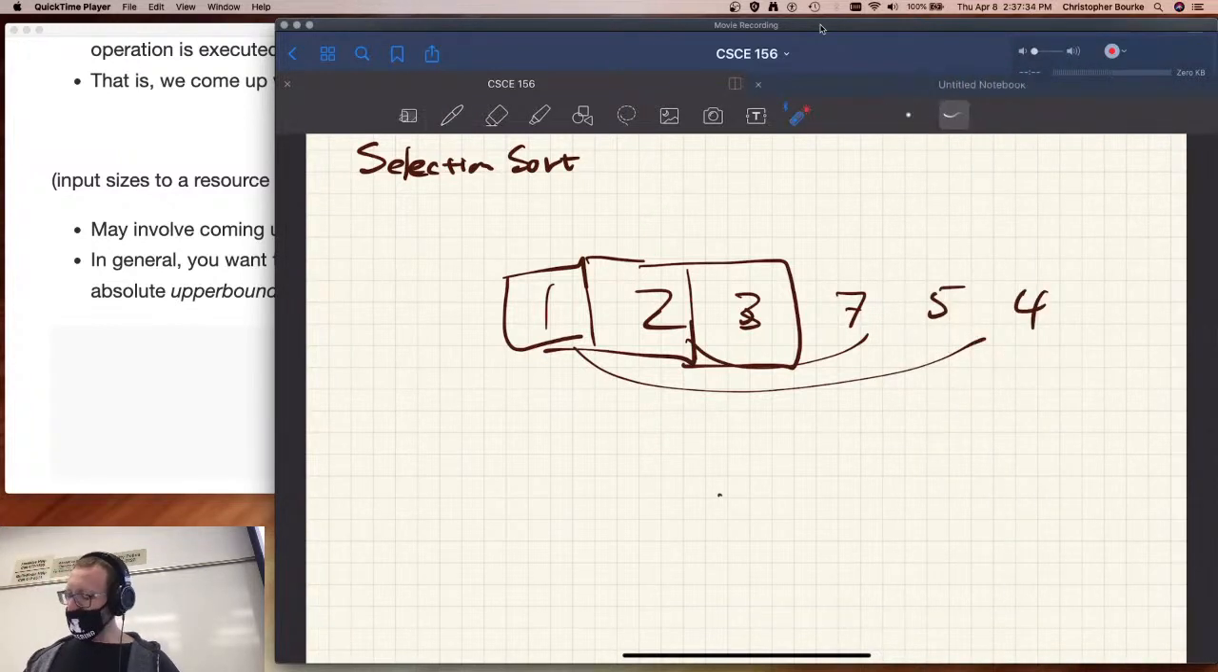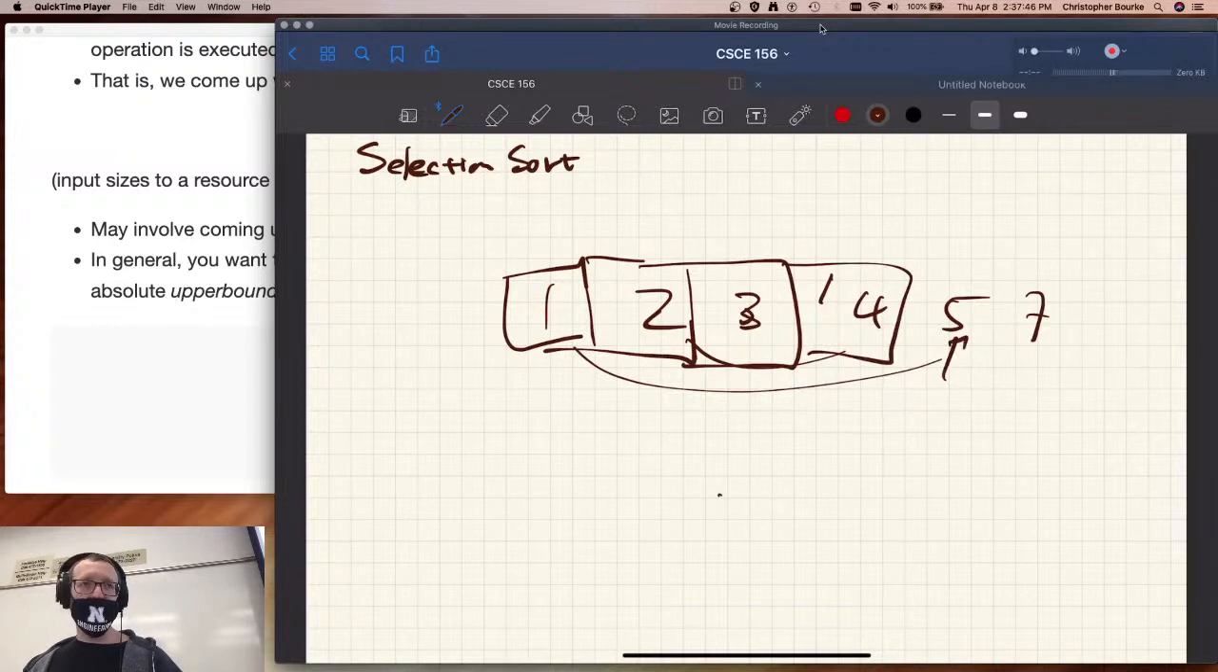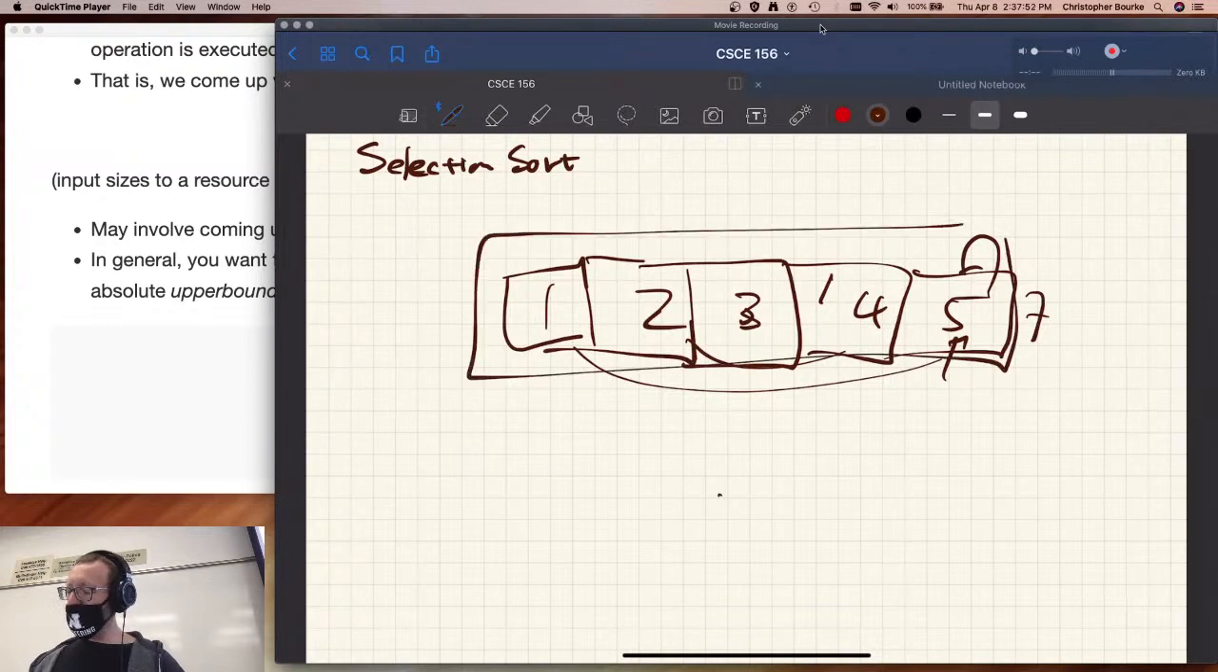Anyway, then we go through, find the next minimum, 4, and swap it with 7, at which point everything is done, right? We've got 4, 5, 7. Now we do go one more iteration here, find that 5 is the minimum, swap it with itself, be done. When we're done with everything except for the last element, what can you say about that last element? It's sorted, it's where it needs to be.